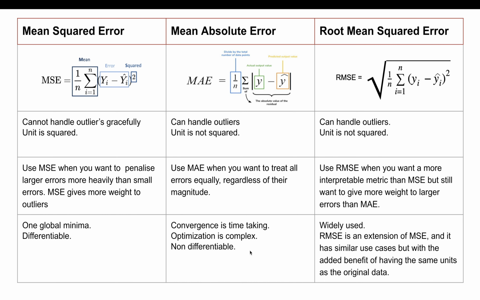Now in this case, especially in the mean absolute error, optimization is a bit complex and it is non-differentiable because it is a modulus, right? But here, root mean squared error is used widely, because it is nothing but an extension of mean squared error, and it has the best of both mean squared error as well as mean absolute error. So we use it a lot because the unit doesn't get squared, but at the same time it gives weight to the large errors as well. So sometimes we also use mean absolute error as well as root mean squared error.